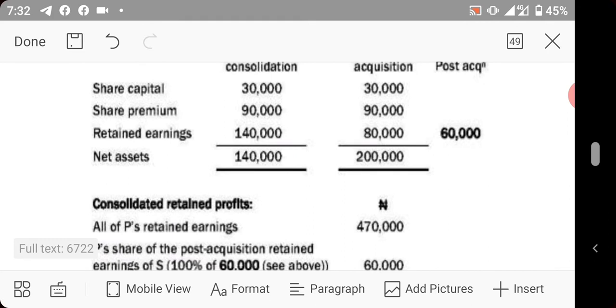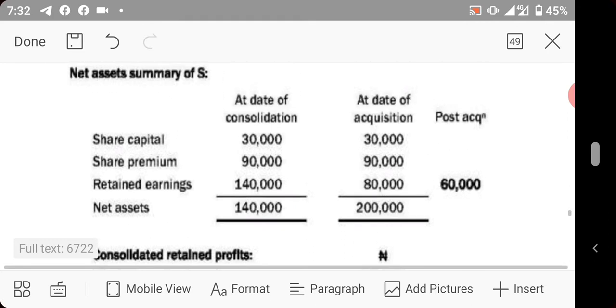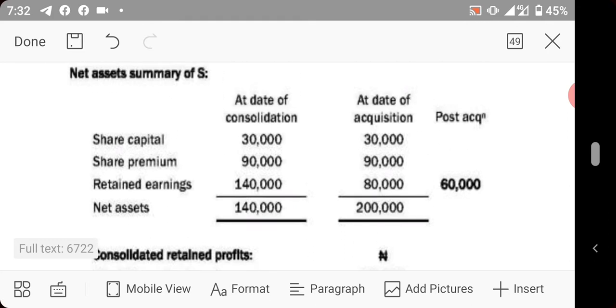So that's done, you add up. So the at date of acquisition, the value. No problem.